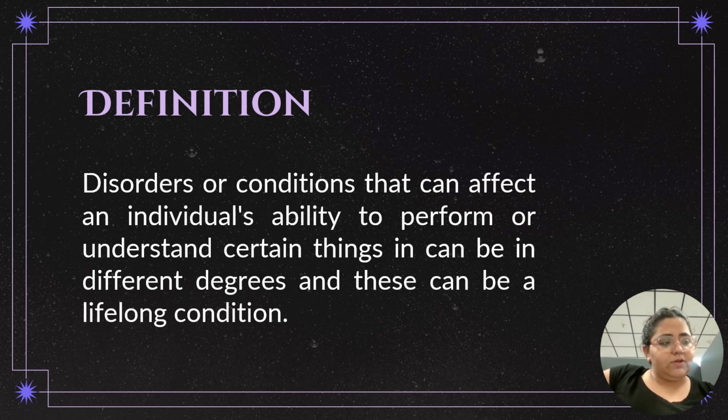Now, I feel like you understand the definition of what a disability is, but I want to give it a quick review before I go deeper into the topic. The definition of a disability is a disorder or condition that can affect an individual's ability to perform or understand certain things. It can be in different degrees, and this can be a lifelong condition. It can be a condition that they were born with, or got due to something like an accident. But yeah, that is a quick definition of what a disability is.